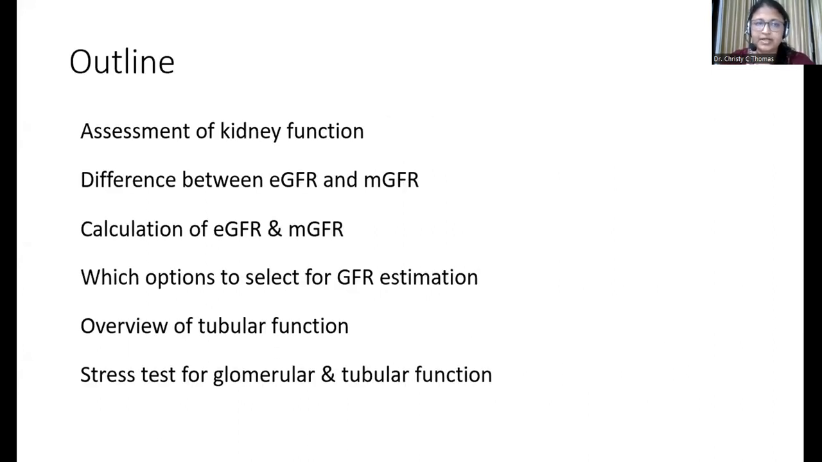In this topic, we'll see how we assess the kidney function. What is the difference between eGFR and mGFR? How will we calculate eGFR and mGFR? Which option should we select for a particular patient to measure GFR? We'll also see an overview of tubular function, and we'll see what are the stress tests for glomerular and tubular function.